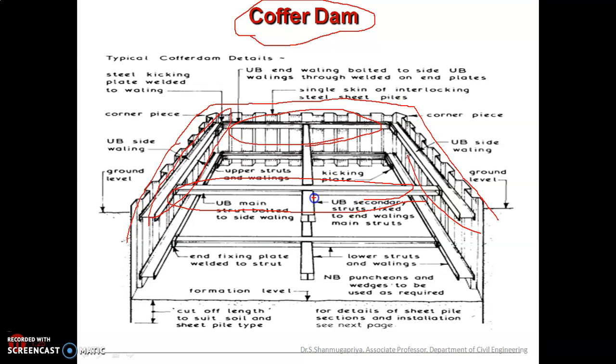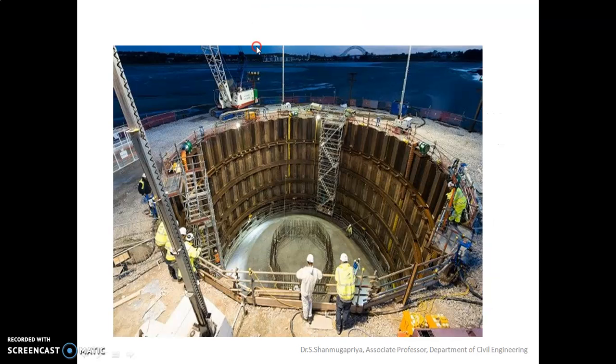So cofferdams are generally constructed by using a series of sheet piles which are interlocked with each other, and if it is required, you can give some horizontal supports, and supports in the form of struts as you see in this picture. And here is the completed view of this cofferdam.